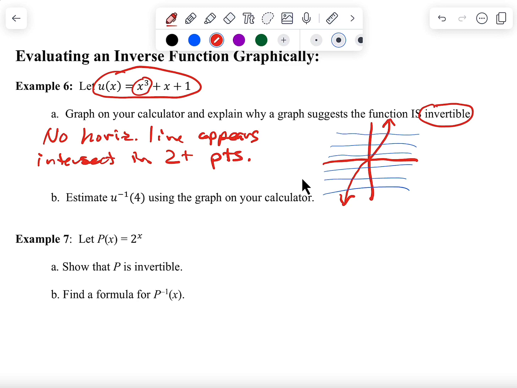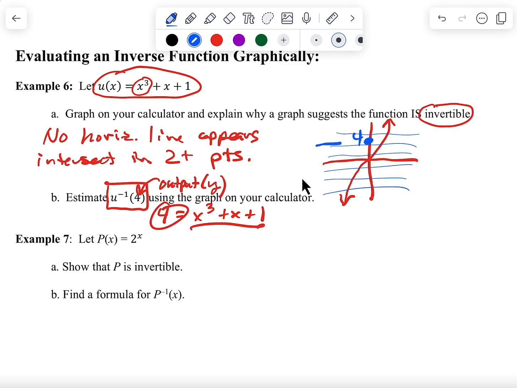And then if we're going to estimate the inverse at 4, remember when you're dealing with inverse functions, 4 is now the output, or I guess we would call it the y value if you think about x and y. So if you're trying to find when the inverse is 4, what we need to solve is this equation. We're trying to figure out when this function hits 4. But if you've got a graphing calculator, then really all we have to do is go up to 4, put a horizontal line through there, and then try to estimate what that x value is right here. We're trying to find the x value that has an output of 4.